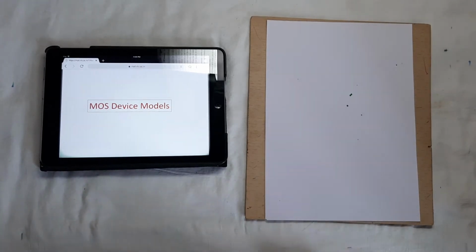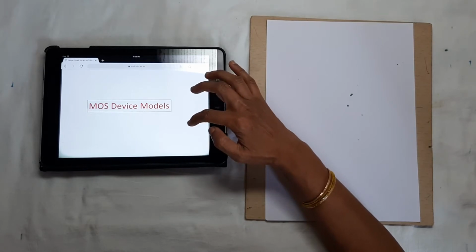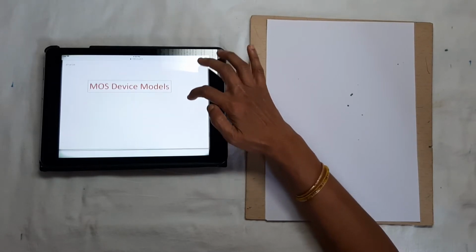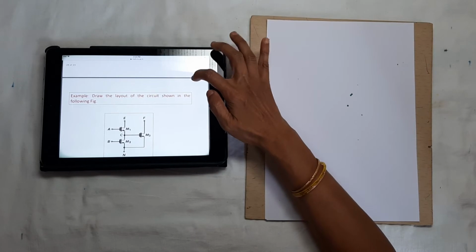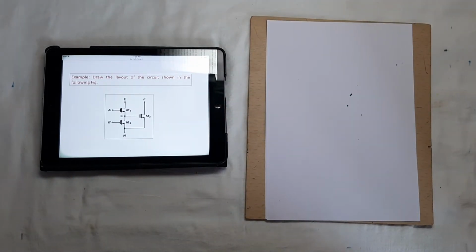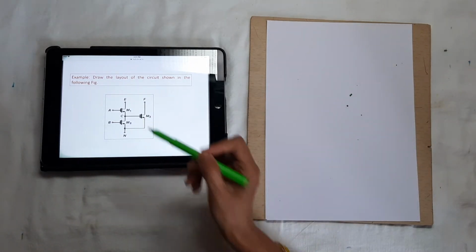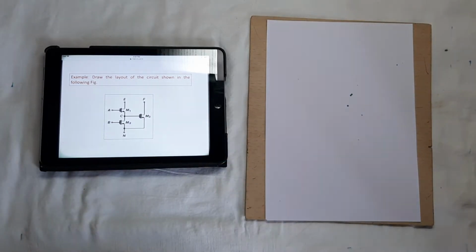So in today's session, we will see which are the MOS device models. Let us solve one example for this figure. Draw the layout of the circuit shown in the following figure. Now we need to draw the layout of the circuit consisting of three transistors M1, M2 and M3. So let us start that.